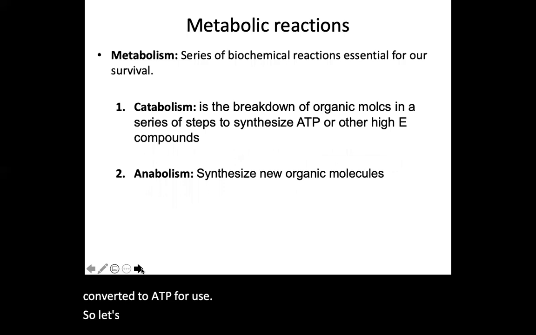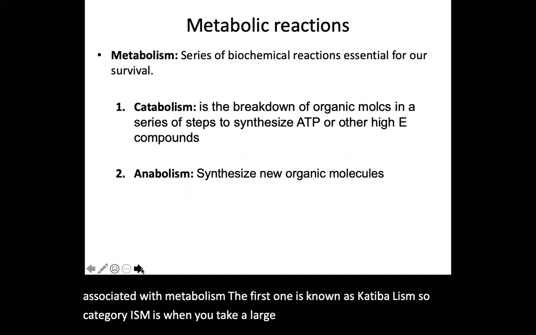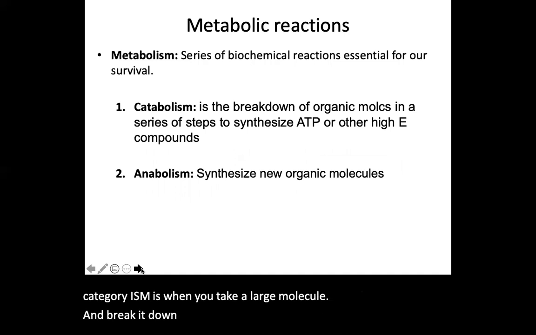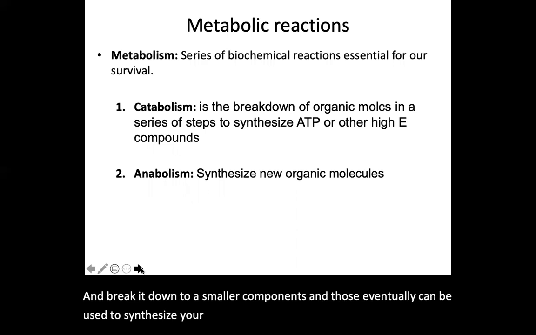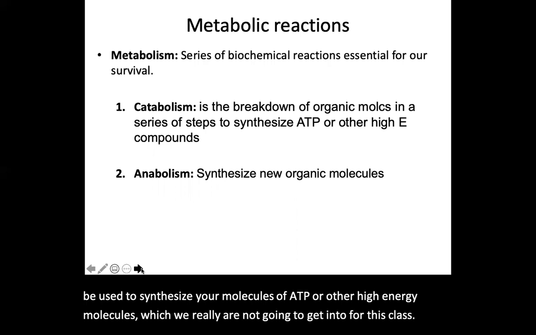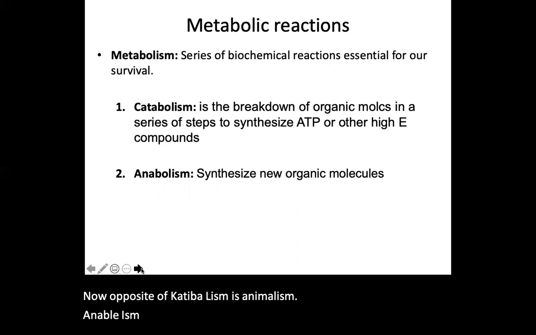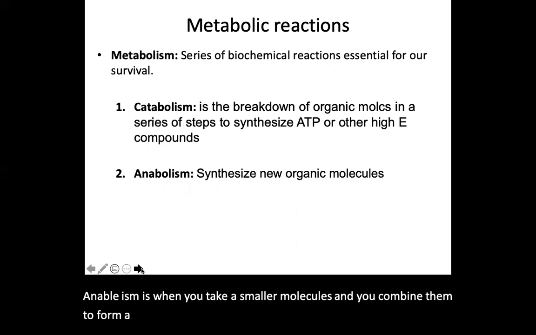So let's go ahead and take a look at the two main processes or reactions associated with metabolism. The first one is known as catabolism. Catabolism is when you take a large molecule and break it down to smaller components. Those eventually can be used to synthesize your molecules of ATP or other high energy molecules, which we really are not going to get into for this class. Now, opposite of catabolism is anabolism. Anabolism is when you take smaller molecules and combine them to form a large new molecule.